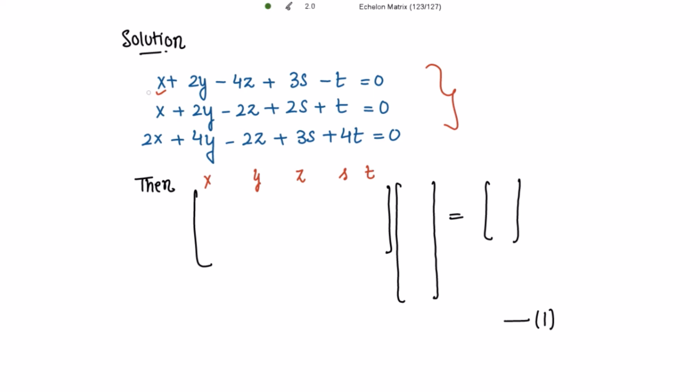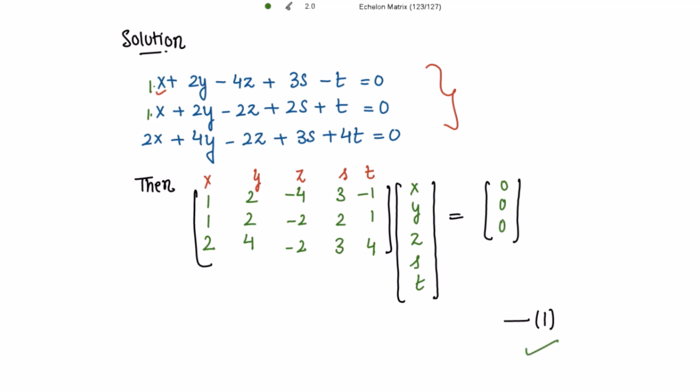The coefficient of x is 1, 1, 2. The coefficient of y, 2, 2, 4. The coefficient of z, -4, -2, -2. The coefficient of s, 3, 2, 3. And the coefficient of t is -1, 1, and 4. And then we need to write the variables x, y, z, s, t, and then 0, 0, 0. Please mark this as 1.